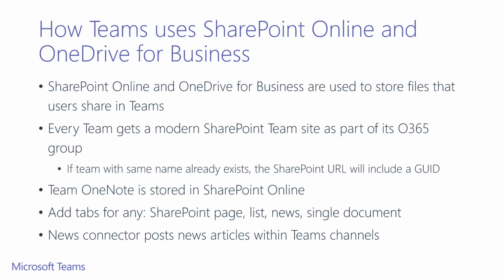A resource that we provision with the Office 365 group is the Team OneNote that is stored in SharePoint Online. You then have the capability inside of Teams to add tabs for any of the corresponding SharePoint resources that are made available as part of the modern SharePoint site. So this could include a SharePoint page, a SharePoint list, a news section, or even a single document from the document library. You also have the ability to establish a connector for news articles from SharePoint to post within Teams. A great way to showcase the collaborative aspects that we have for our Hub for Teamwork.